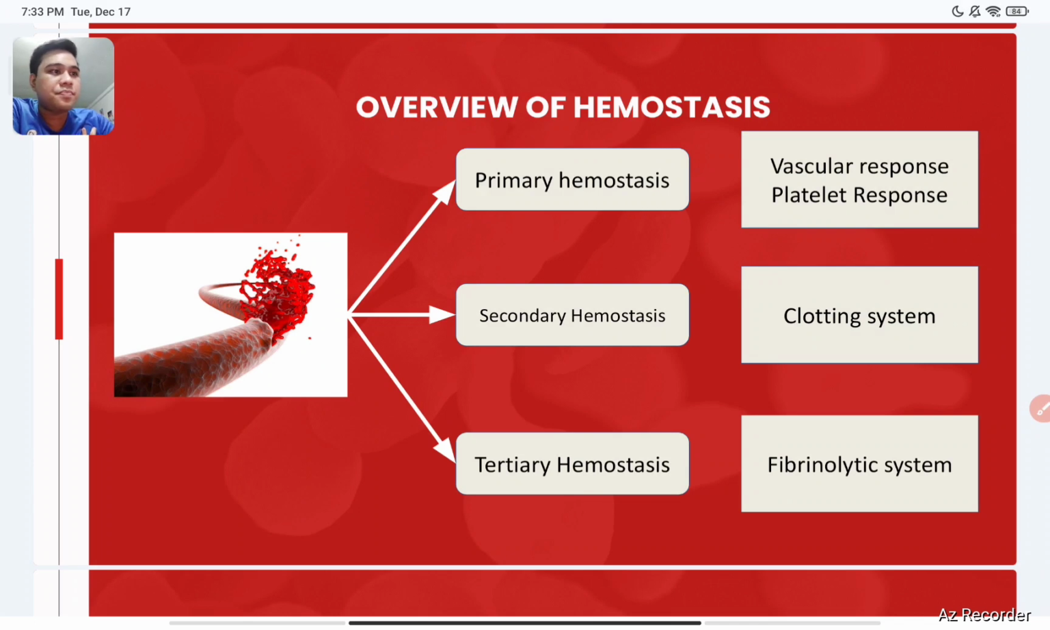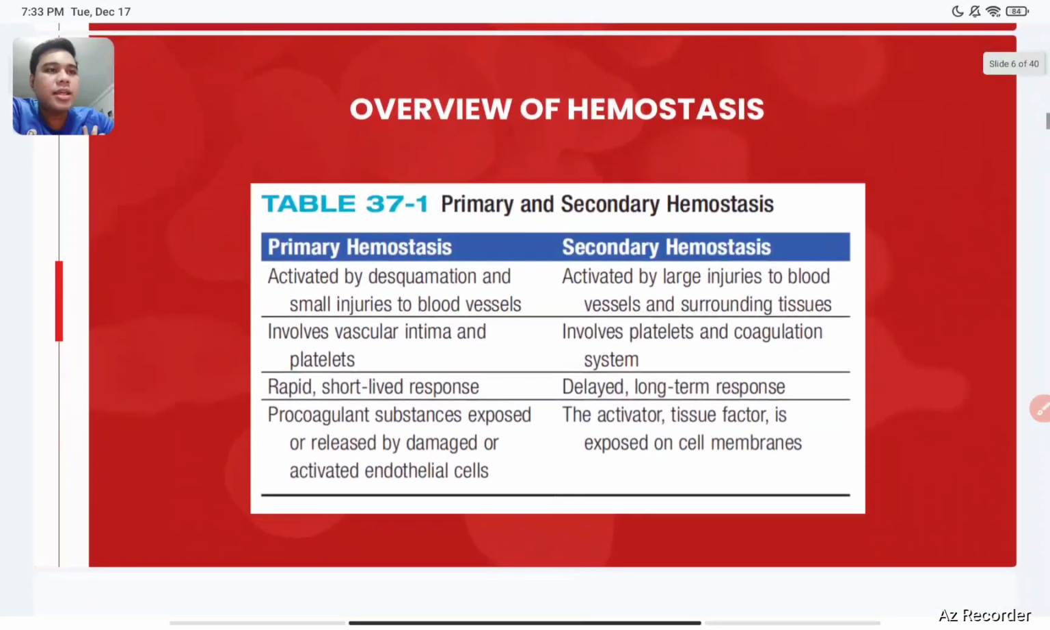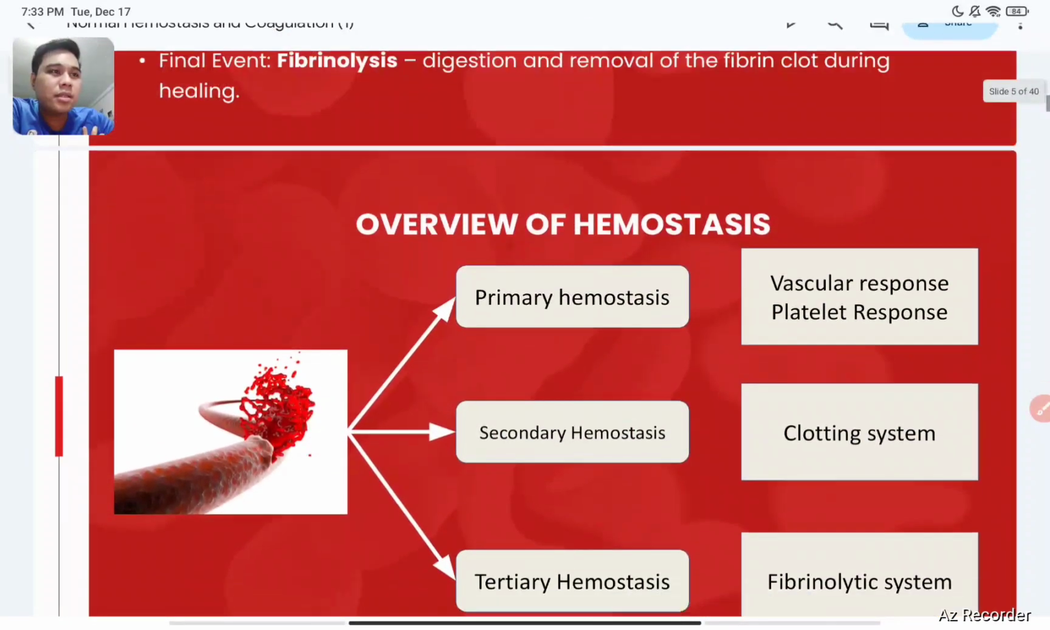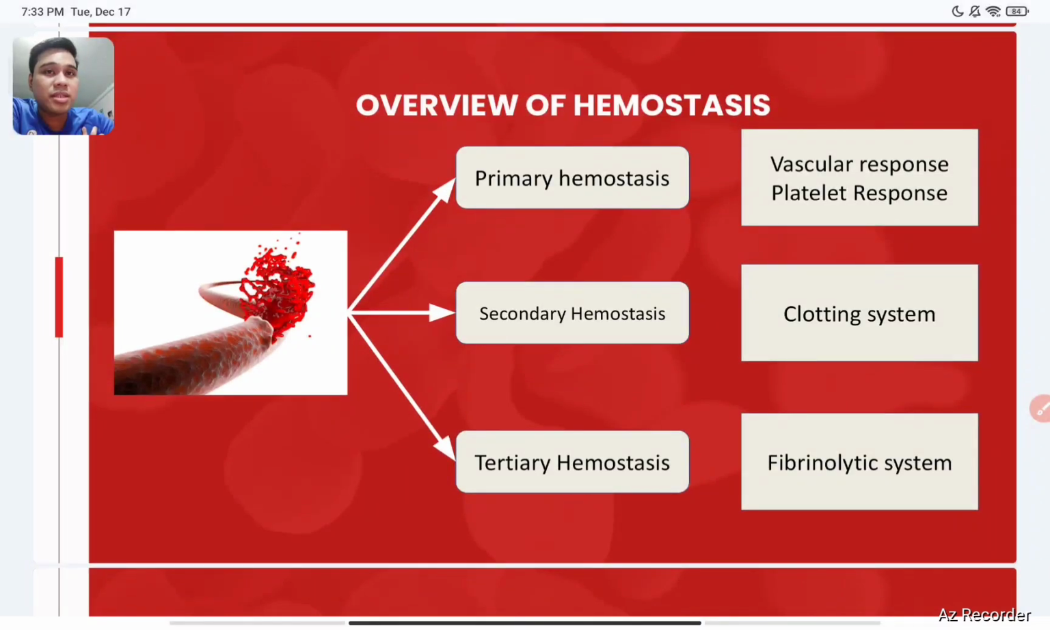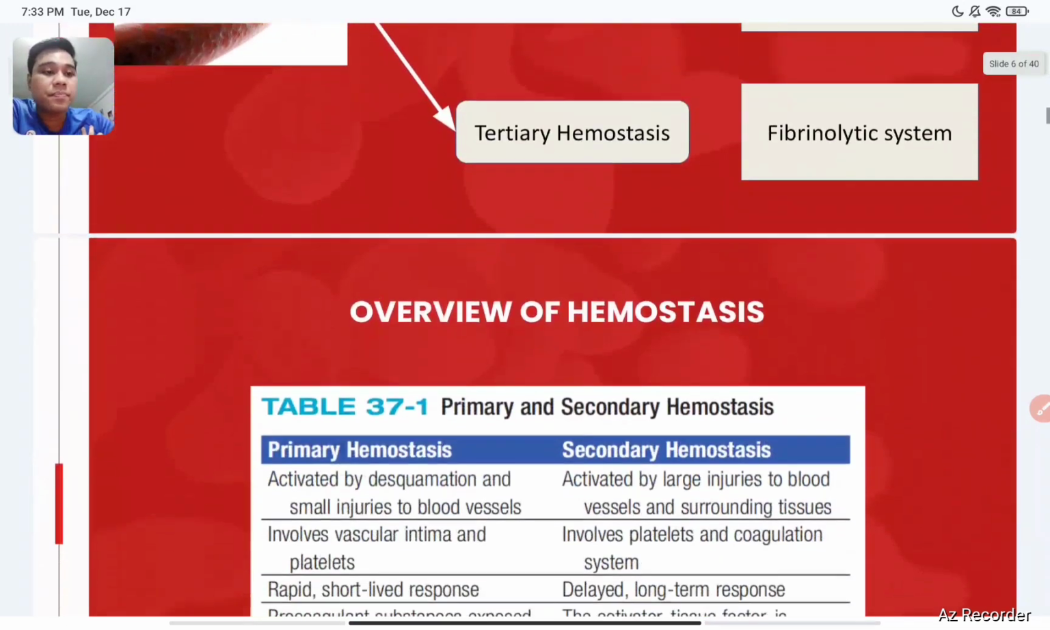thrombus formation. And then kasi diba in hemostasis, gusto mong magkaroon ng platelet plug na na-reinforce ng fibrin, at the same time, ma-degrade pa rin yun because that is only temporary. Once the healing stops, you also need to degrade or tanggalin yung linagay mong platelet plug na nandun. And that is by the help of your tertiary hemostasis, which is the fibrinolytic system.